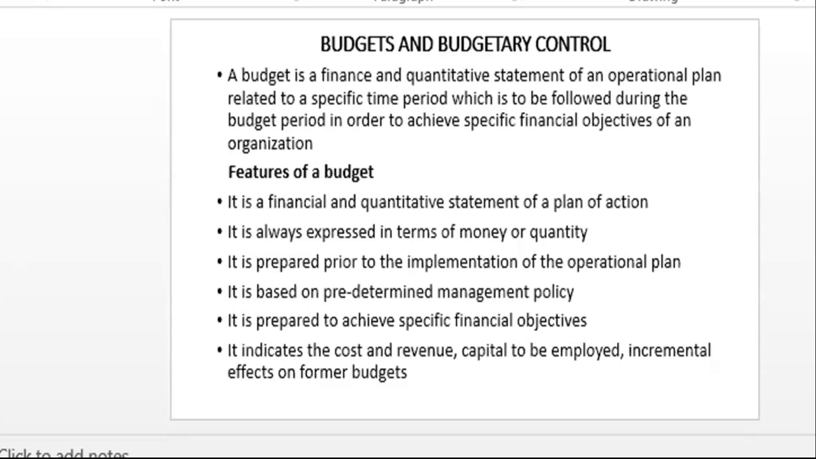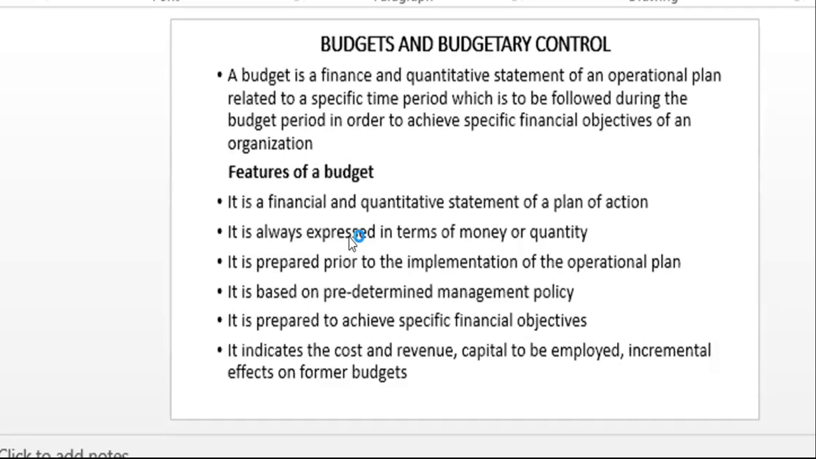Even in those who are doing strategic management, you realize that when you prepare a strategy, you must have some set objectives or goals that you need to achieve by preparing this strategy, or that the organization needs to achieve at the end of the day. So just the same thing applies to budgeting, because we have to get to some level by doing the budget. Then it indicates the cost and revenue, capital to be employed, incremental effects on former budgets.